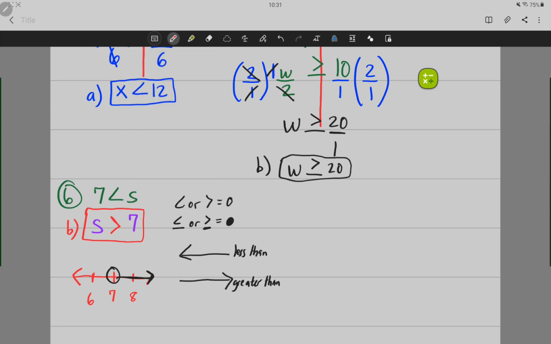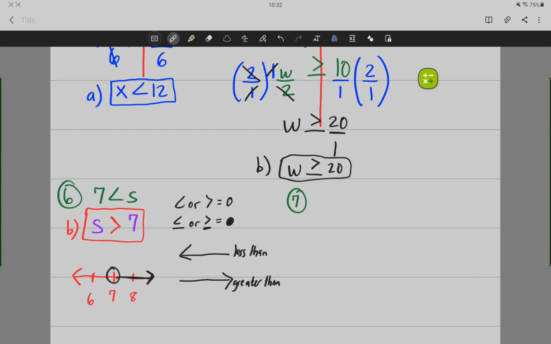All right, 2 more and we're done. So number 7, number 8, they have word problems. So let's get to number 7. 7 says Naomi eats at most 2,000 calories per day. If she has 534 calories for breakfast and 642 calories for lunch, what is the greatest number of calories she can have for dinner?